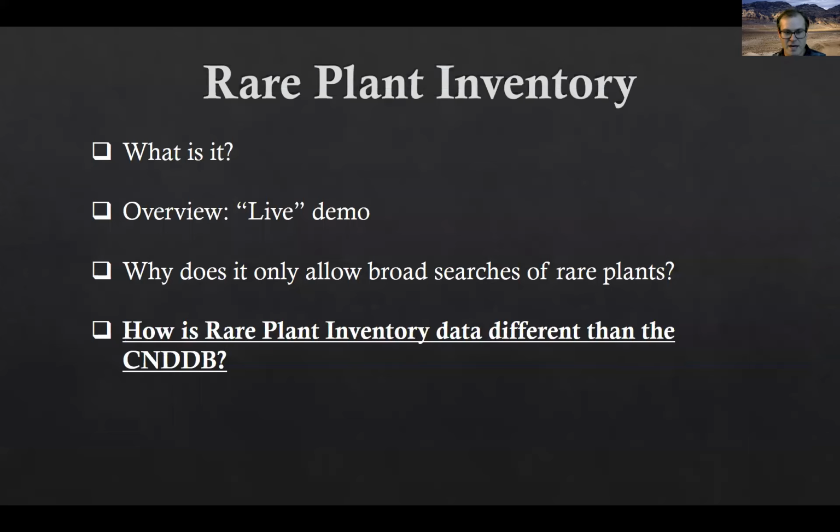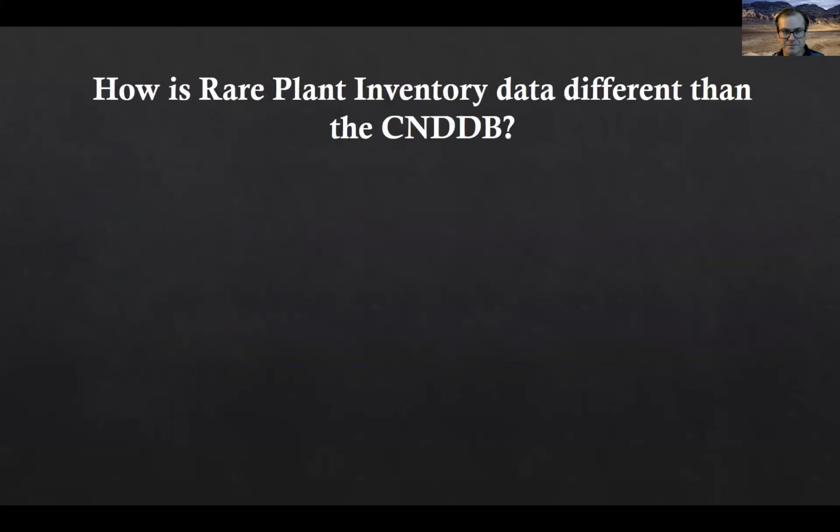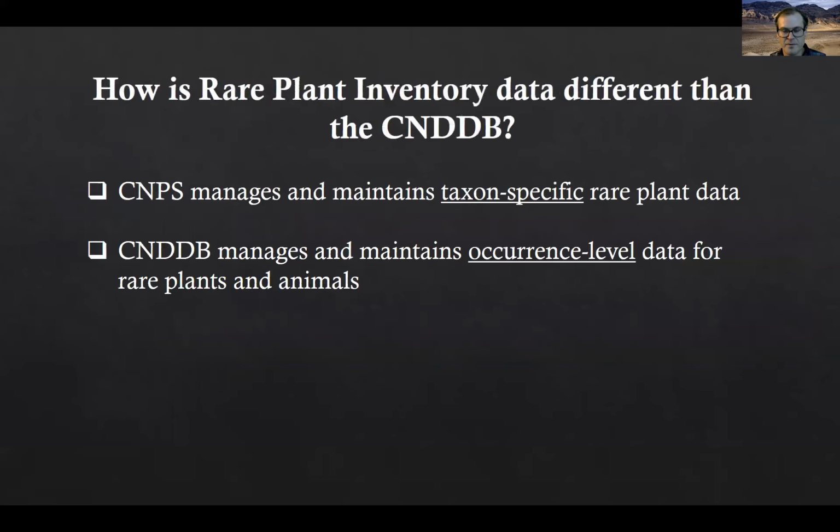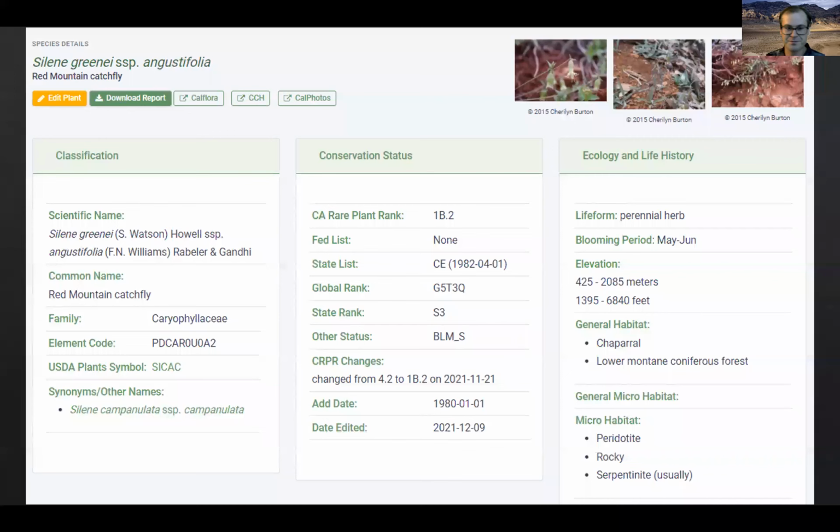Now I'm going to describe the data that's different in the CNPB than RareFind and some other products out there, and what data we manage separately. So the CNPS Rare Plant Program manages and maintains taxon-specific data. So we're only looking at the whole species as a whole and updating data about the whole species, while the CNPB manages and maintains specific occurrence level information and data about rare plants and also animals.